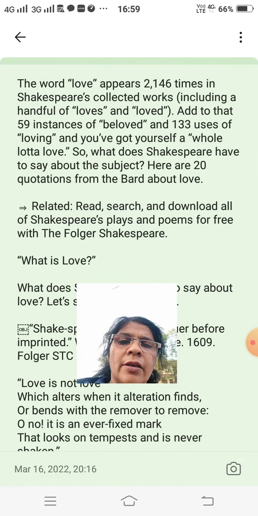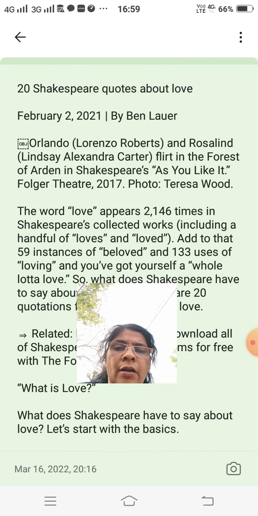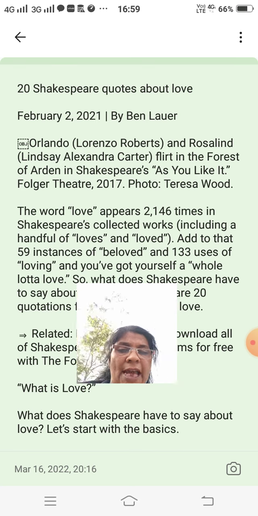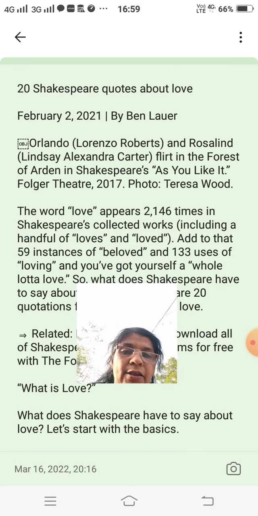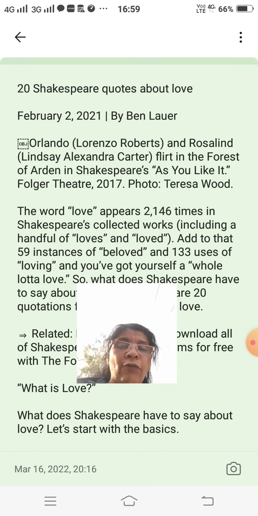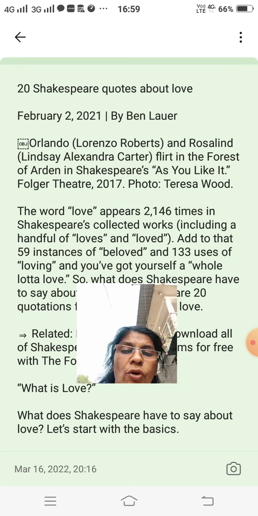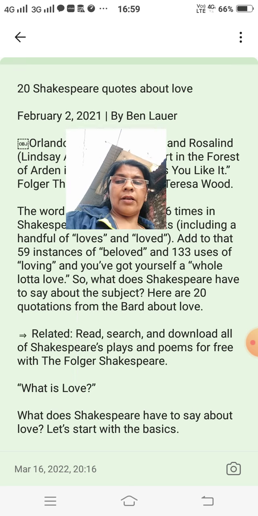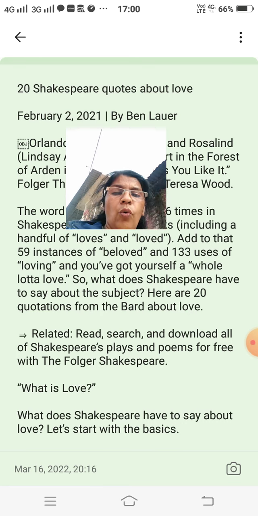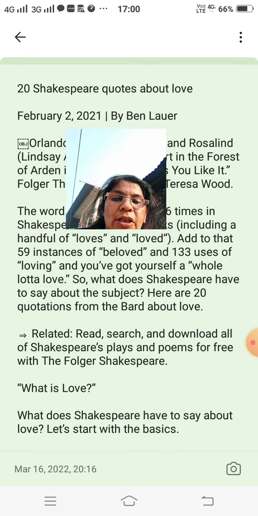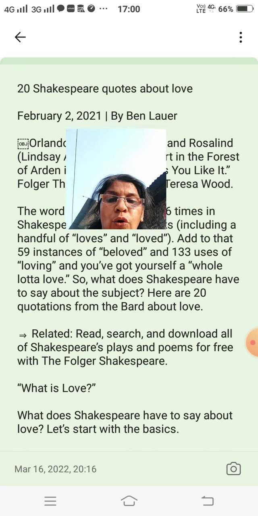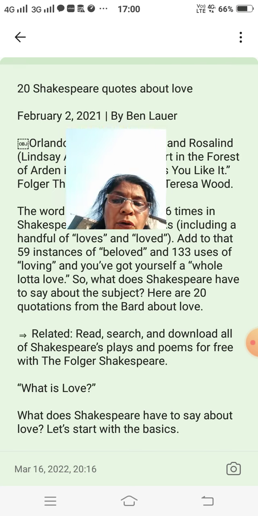Now, the word love appears 146 times in Shakespeare's collected works, including a handful of loves and loved. Add to that 59 instances of beloved and 133 uses of loving, and you have got yourself a whole lot of love. So, what does Shakespeare have to say about the subject? Here are 20 quotations from the Bard about love.